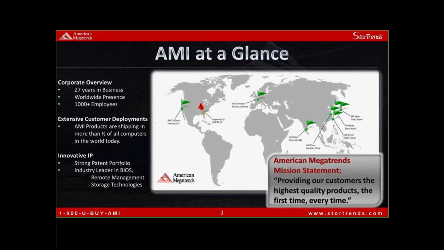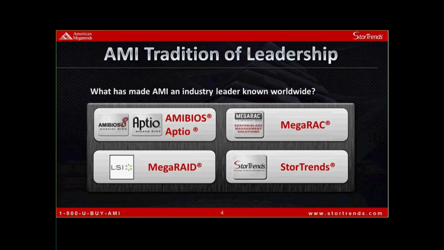Our mission is pretty straightforward. We work hard to provide our customers with high-quality products. We want to deliver those products right the first time, and we want to do that every time. A little bit of information on the screen here to show the different lines of business at AMI. We're an industry leader, again, in BIOS, and have deep foundational experience in RAID. We developed a RAID card that was eventually purchased by LSI Logic in the early 2000s. Remote management through our MegaRack division, and then, of course, what we're talking about today, the StorTrends product line.